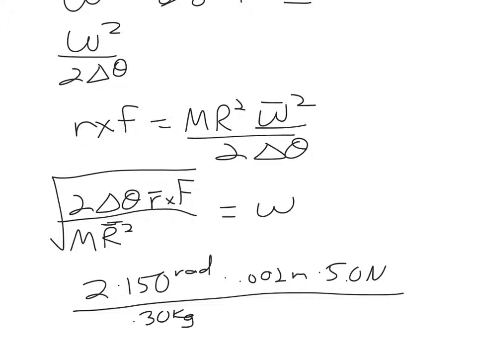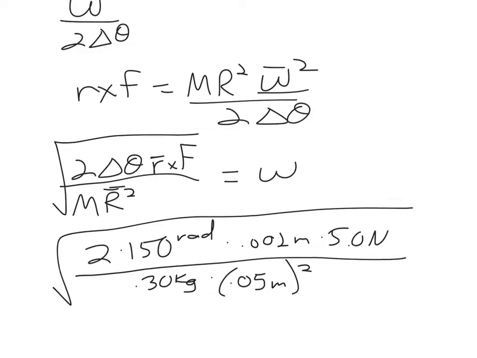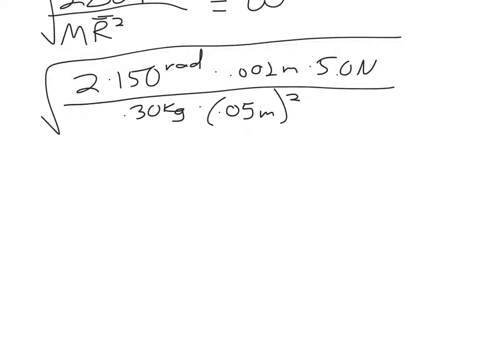And the r for the ring was 5 centimeters, or 0.05 meters. So 0.05 meters, and I'm going to square that. And then everything gets square rooted. Whew. Lots in this problem. Let's see if my calculator can chunk all of this.